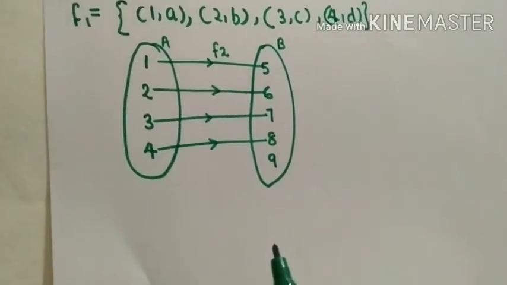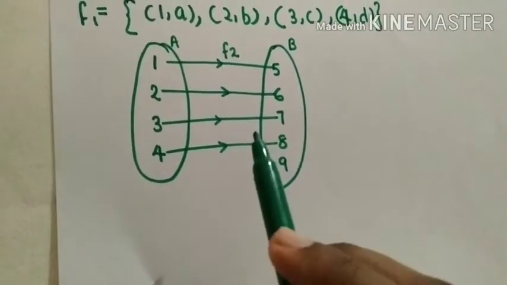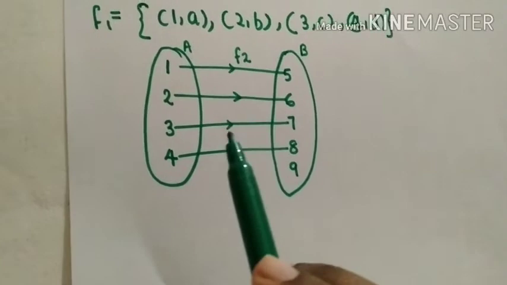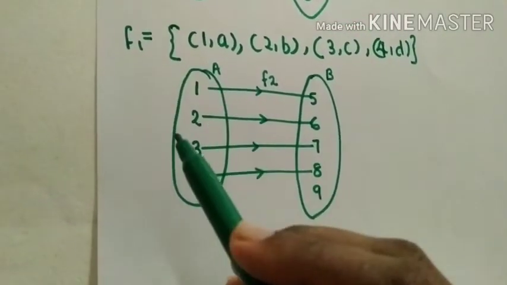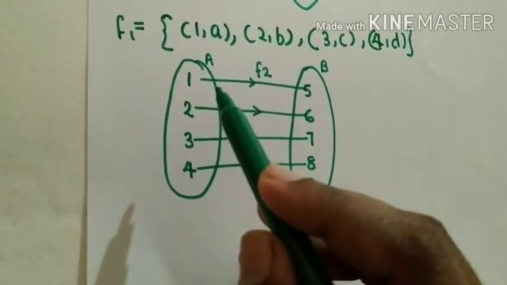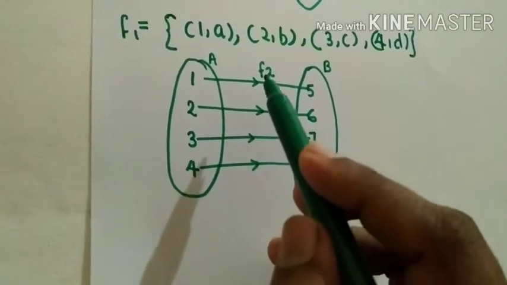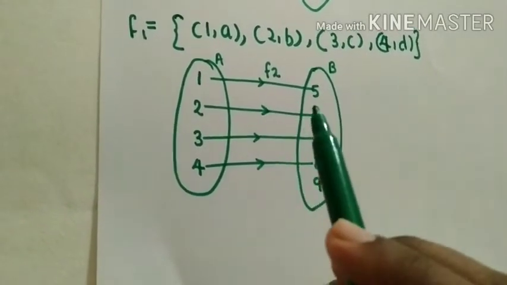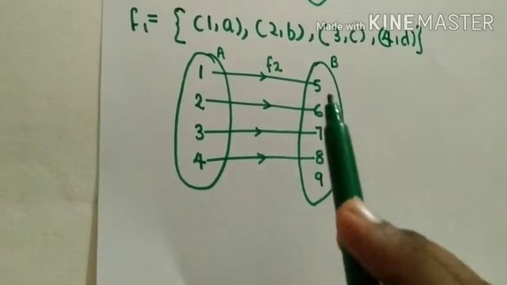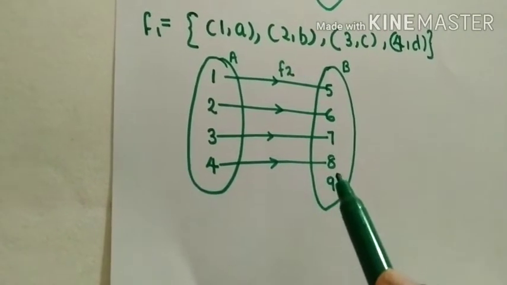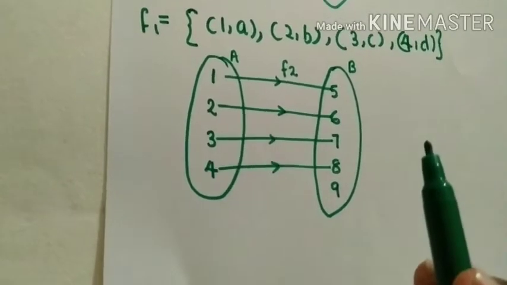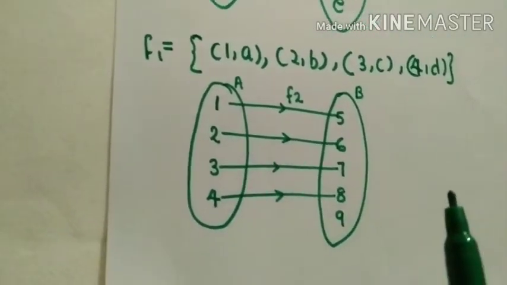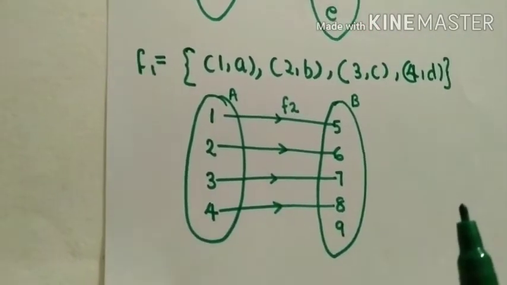Now take a look at this diagram. In this case also, the images of all the distinct elements of set A under the function f2 are distinct, or no two ordered pairs have the same second coordinate. Such types of functions are known as 1-1 functions.